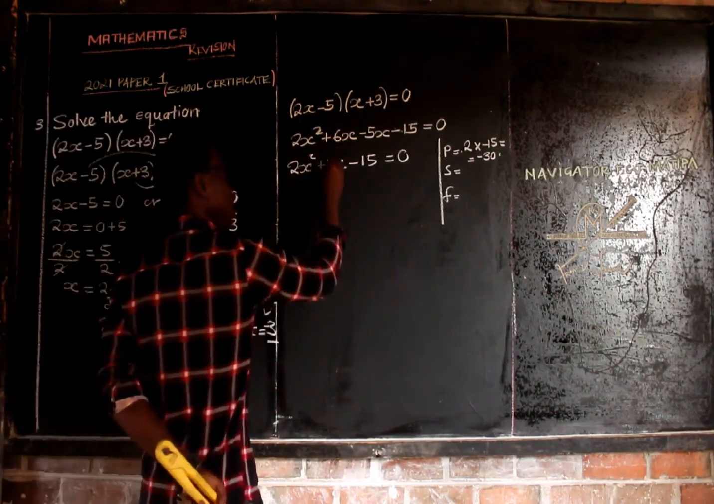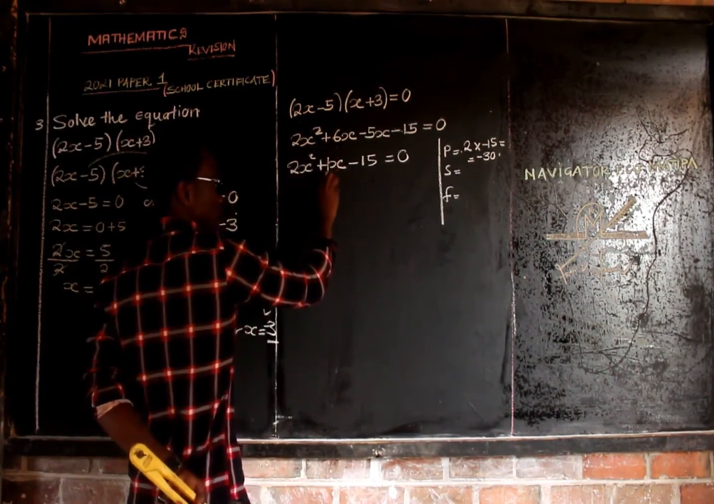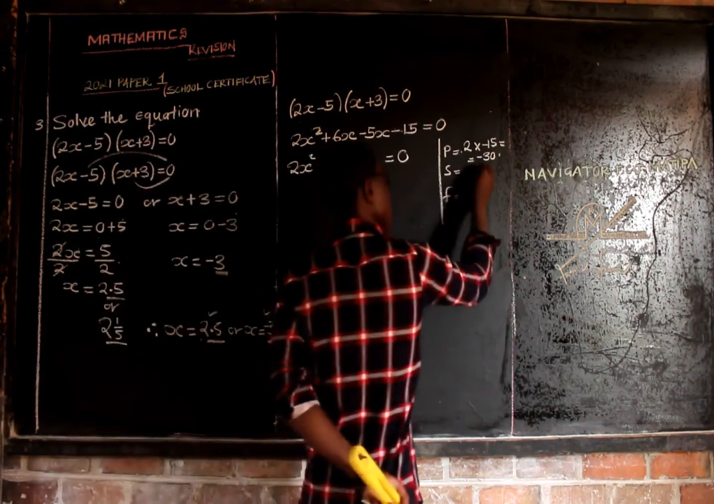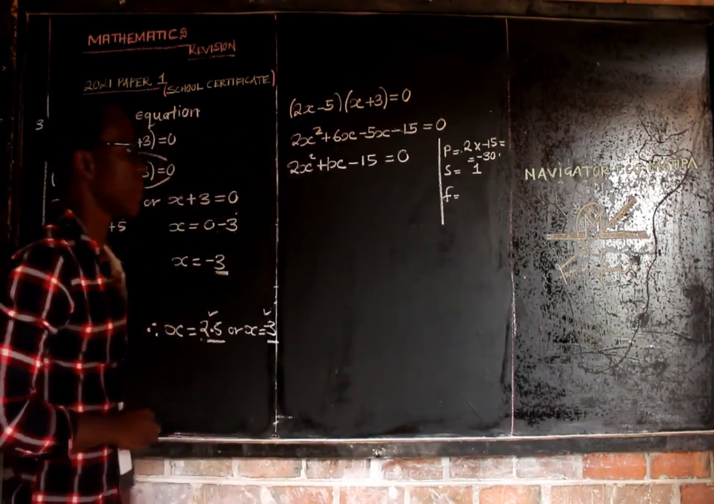So our sum is the middle coefficient. Okay? So in this case, it's 1. Our sum is 1. Then we're going to seek for the factors.